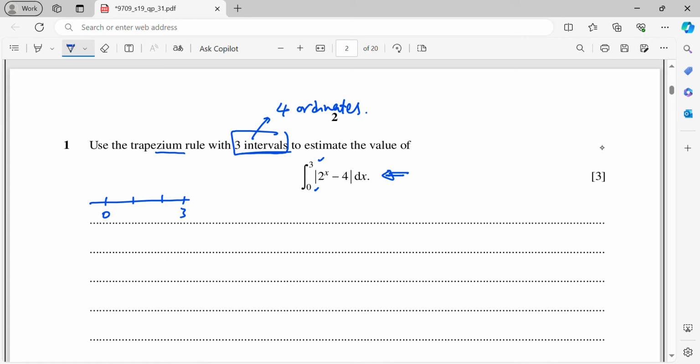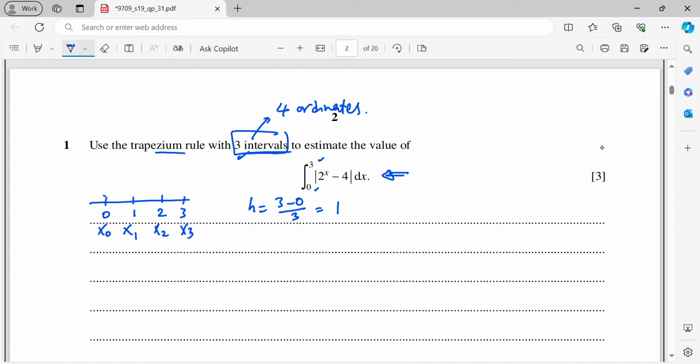So from here, I know that h, which is the width, will be 3 minus 0 over 3 because of the intervals. Therefore, it will be 1. So the width of the ordinates will be 1. That means here is 1 and 2. So I will label 0 as x0, then 1 is x1, then 2 is x2, then 3 will be x3.